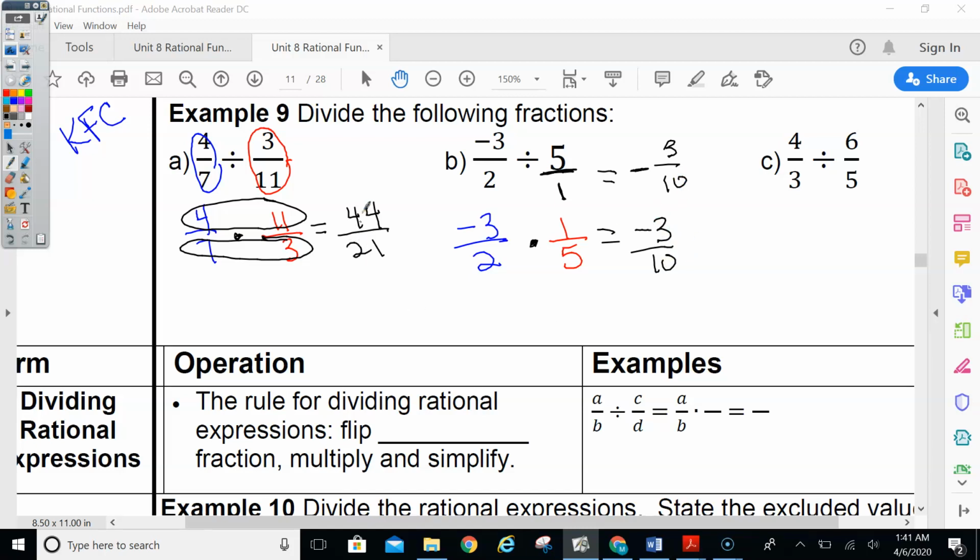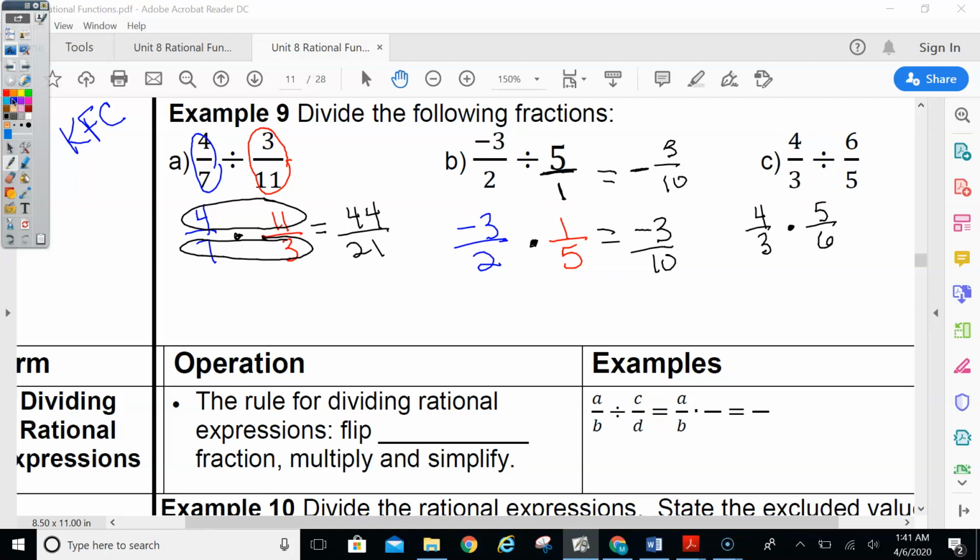Again, check if you can reduce it. Here I can't, here I can't. This one I might be able to, but let's check. So we keep the first one, 4 over 3. We flip the second one, 5 over 6, and you multiply. So you flip the one that's being divided. So usually it's the second one, but if there's like multiple ones, if they're being divided, those flip as well. So you flip the one that's after the division sign.